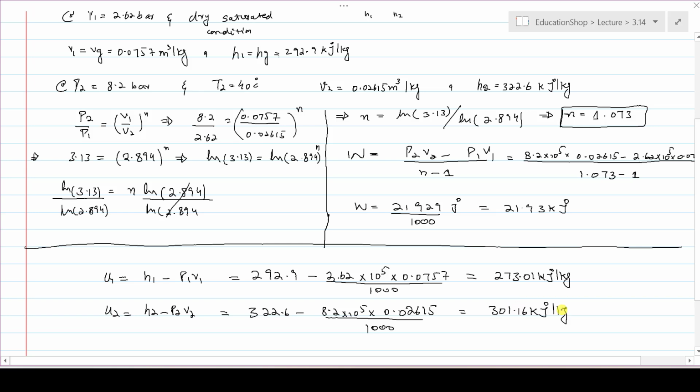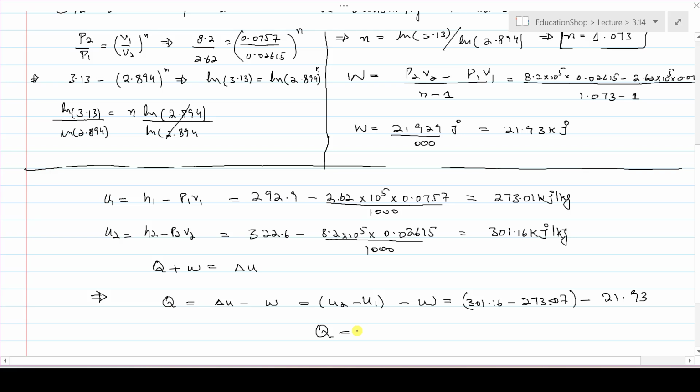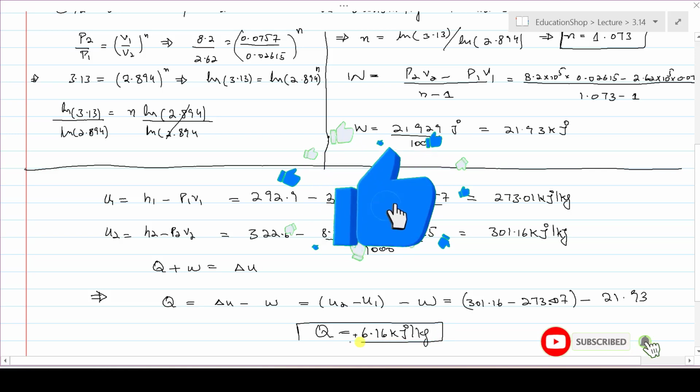That U2 value is 301.16 kilojoule per kg. Now from the first law of thermodynamics, Q plus W is equal to change in internal energy. Then the value of Q is equal to change in internal energy minus W, and this change in internal energy is equal to U2 minus U1, minus the value of W. So what is U2? That is 301.16 minus U1 value, that is 273, minus the value of W, that is 21.93. After solving this on the calculator, you will get the final Q value, and this is 6.16 kilojoule per kg. This is positive. This means that heat is supplied during this process, and this is our final answer.